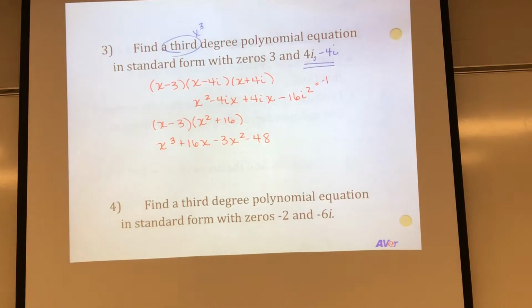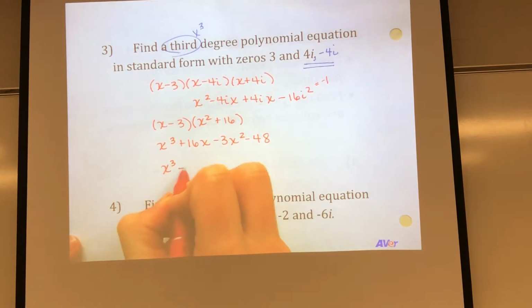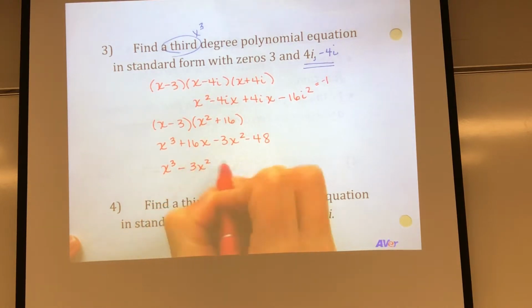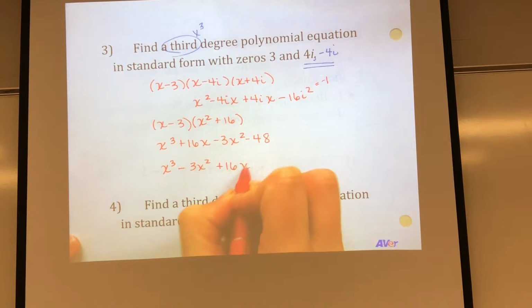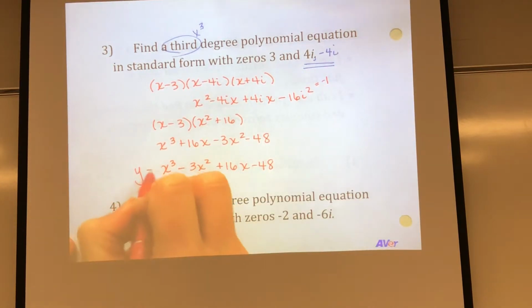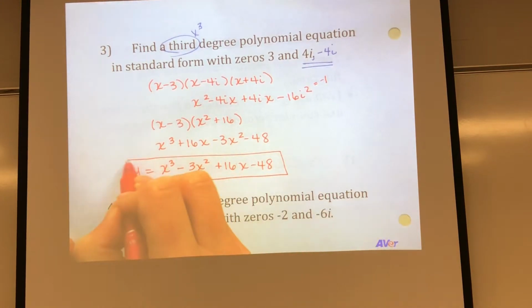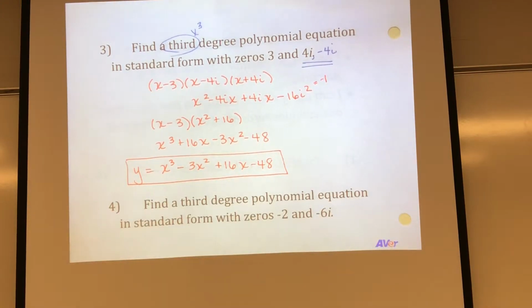No like terms to combine, but we can rewrite it so that it's in standard form. x cubed minus 3x squared plus 16x minus 48. It asks for an equation, so we need to throw in a y equals there. Otherwise, it's just an expression. And ta-da!